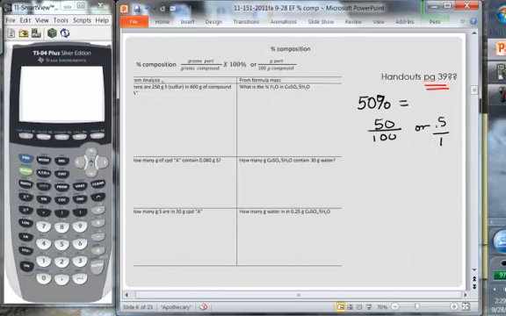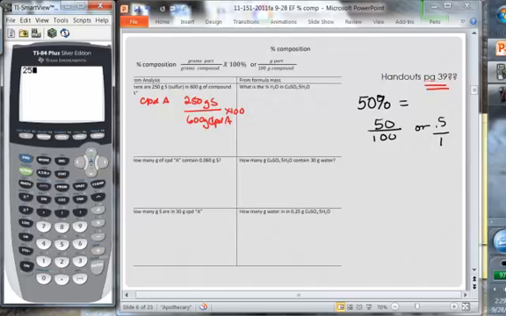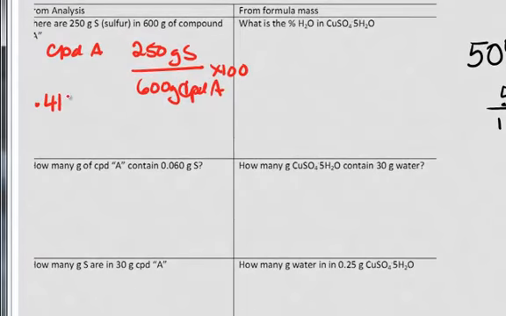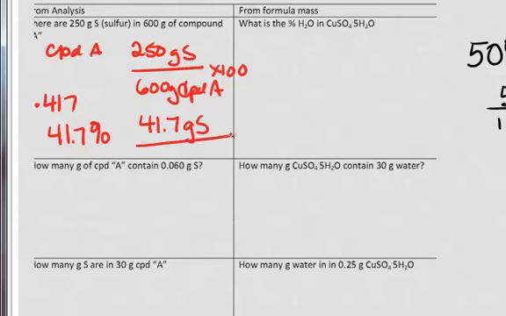The first part is from analysis, and this says that you've got compound A, and you have found that there are 250 grams of sulfur in every 600 grams of compound A. Well, that's the part over the total, and then you're going to multiply that times 100%. So, if you took 250 and divided it by 600, you get 0.417. If you multiply that times 100, you get 41.7%. This means that there are 41.7 grams of S in every 100 grams of compound A.